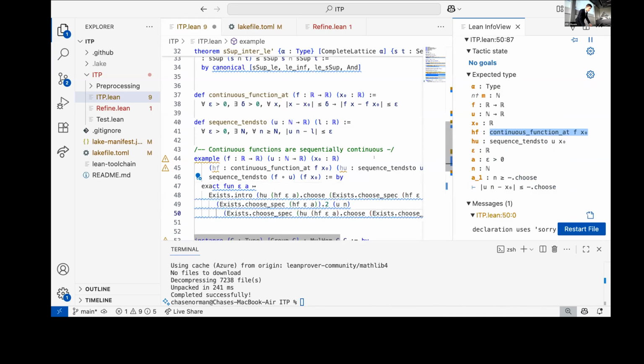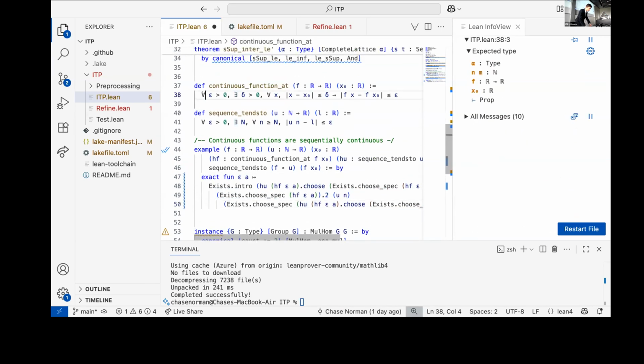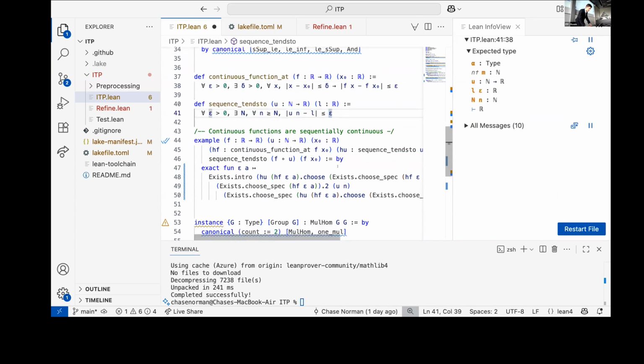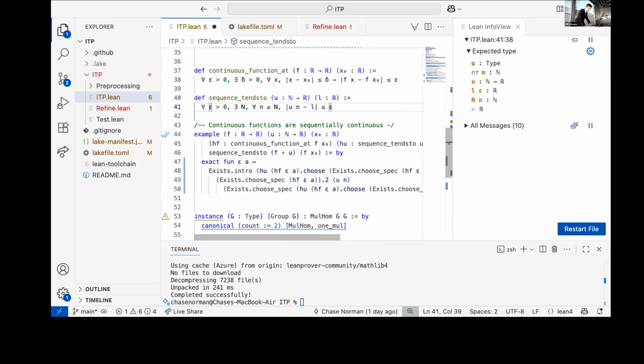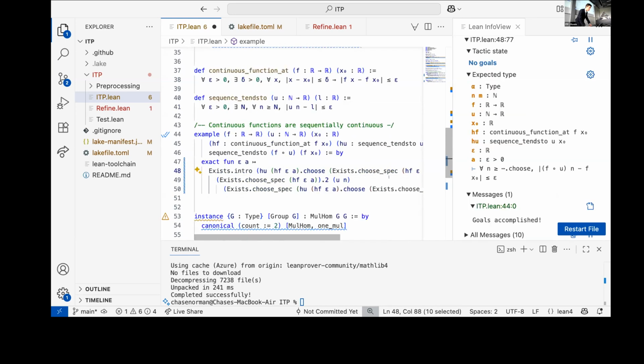And Canonical is able to reason about these definitions, reason about the existential quantifiers and the universal quantifiers and the less than or equal to and all of that, and produce this proof certificate, which does involve synthesizing functions in some cases.